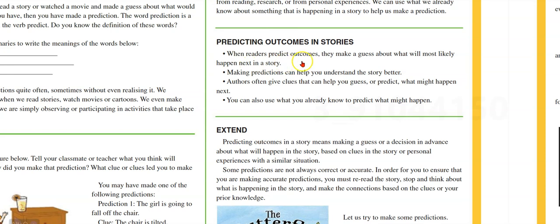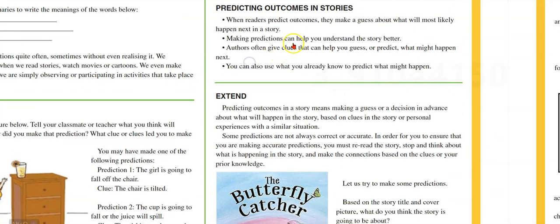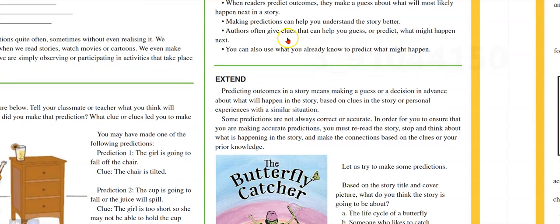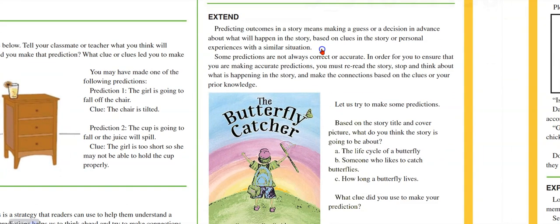Predicting outcomes in stories. When readers predict outcomes, they make a guess about what will most likely happen next in a story. Making predictions can help you understand the story better. Authors often give clues that help us to guess or predict what might happen next. You can also use what you already know to predict what might happen.